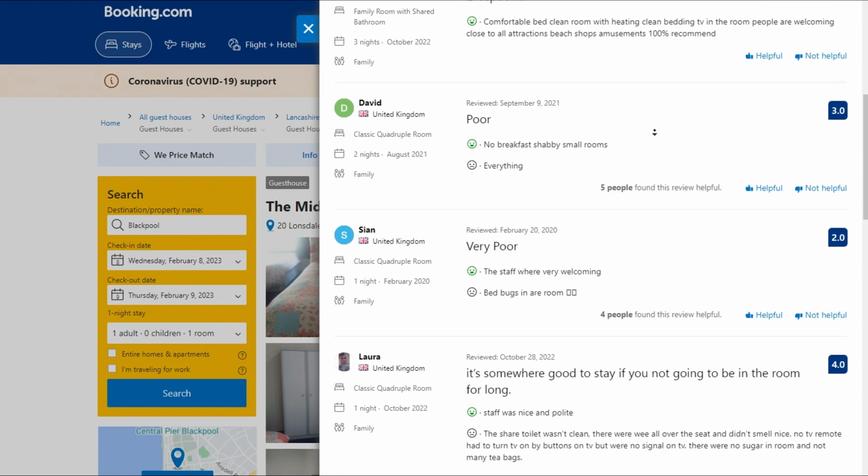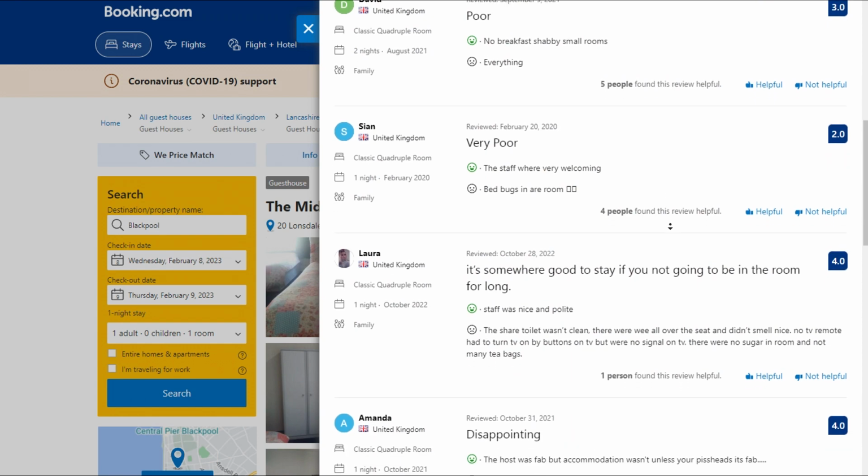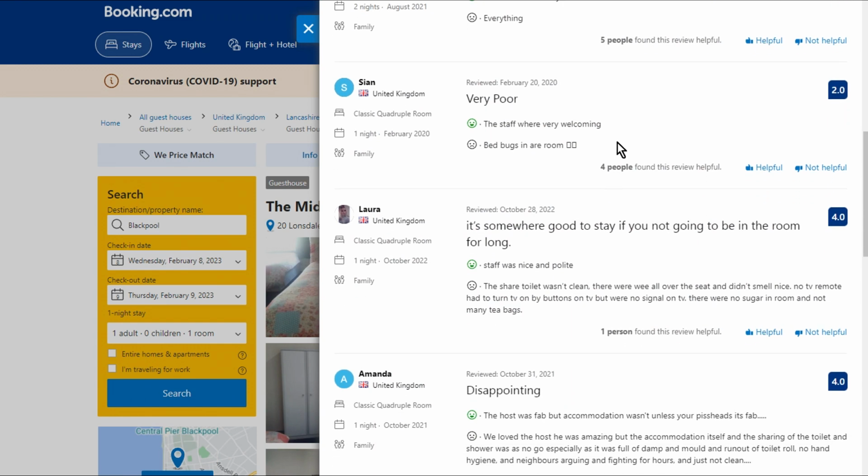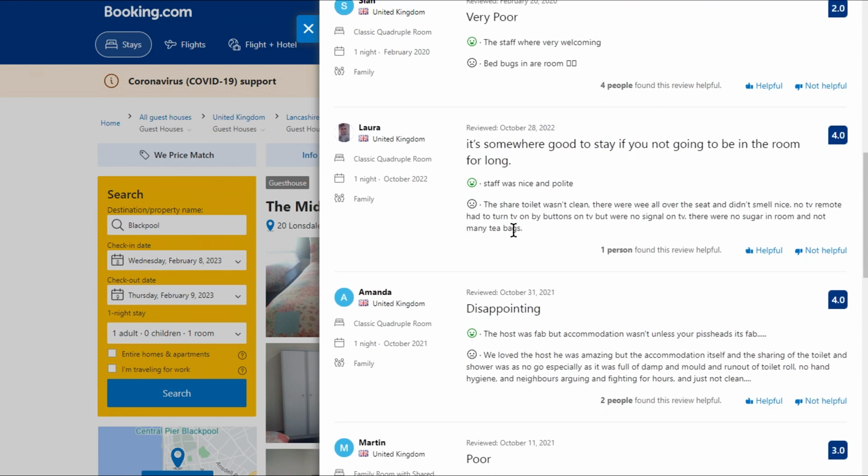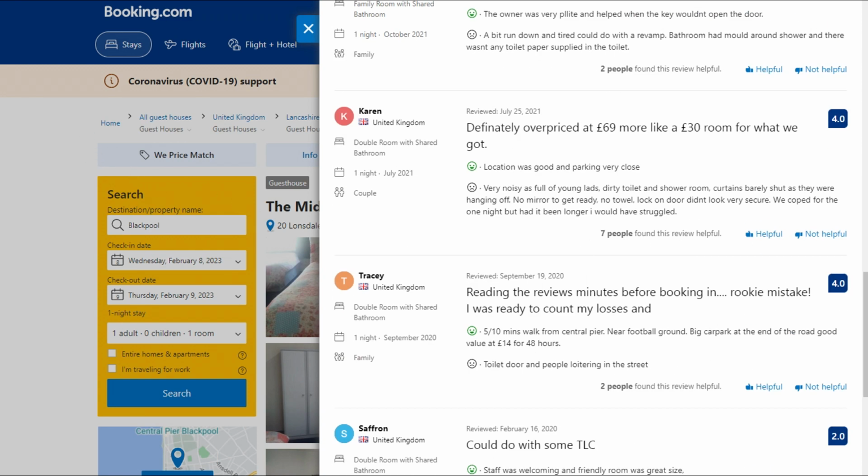Everything is what I say is bad about it. Oh dear, bed bugs in the room. That's probably the only thing I really fear with hotels, is bed bugs, because that's one thing I really don't want. The toilet wasn't clean, there's things saying about mould. This place doesn't look that good.